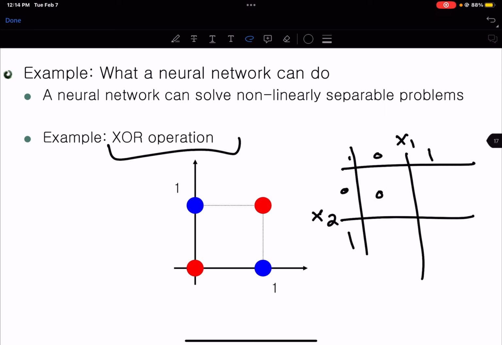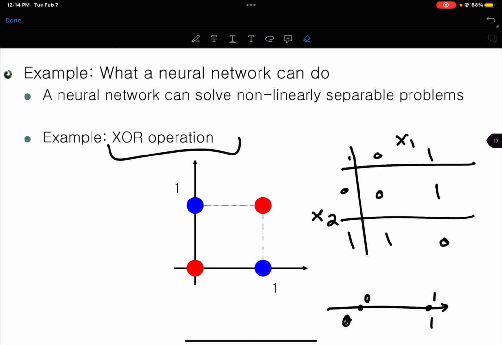We know that the pattern space can be defined in this way. This is your pattern space. At point 0, 0, then you have 1. So here it is 0, here it is 0, this point it is 1, and at this point it is 1.